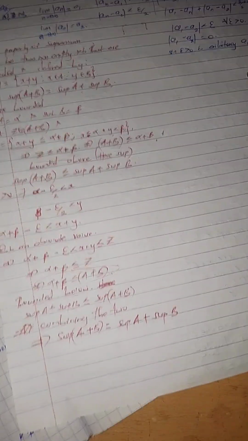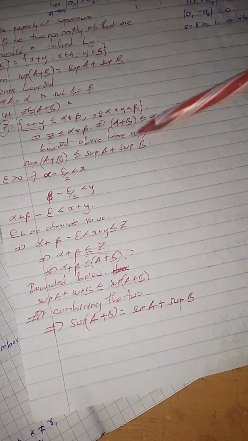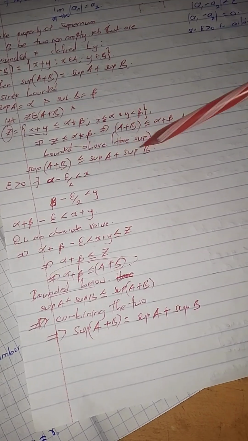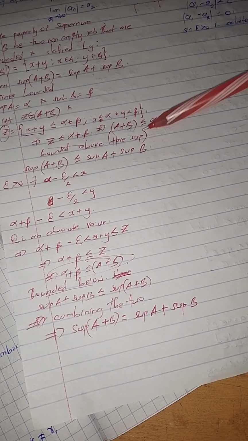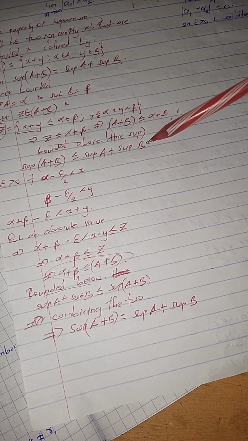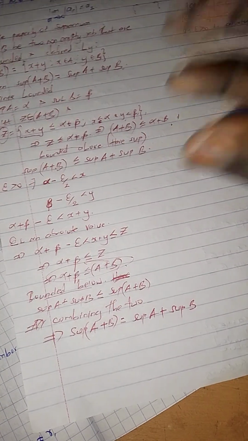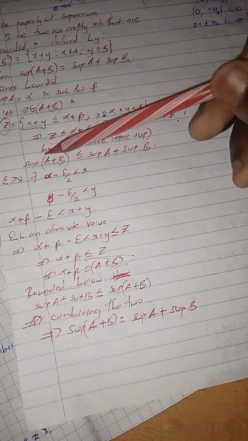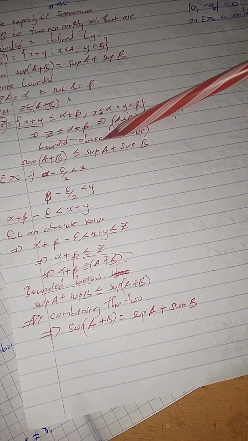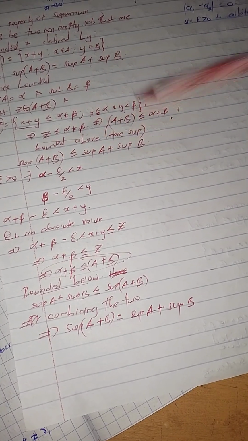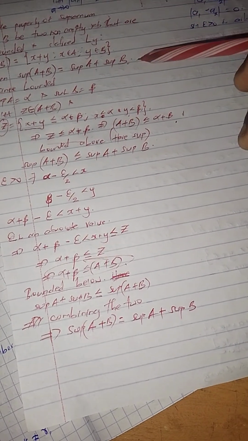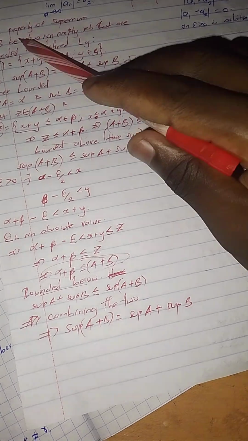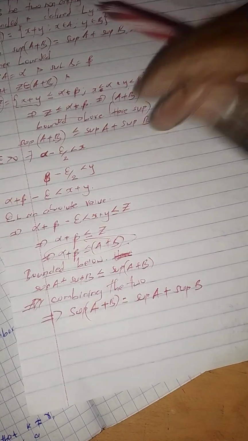So the next thing, we are supposed to show also that the supremum of A plus B is bounded below, so that when combining the two, we will indicate that the supremum of A plus B is equal to the supremum of A plus the supremum of B, which defines the additive property of supremum.